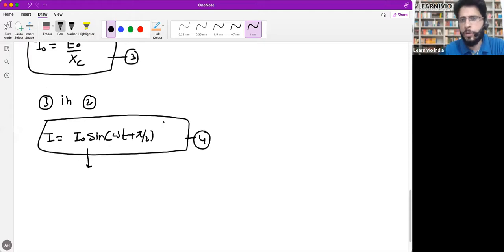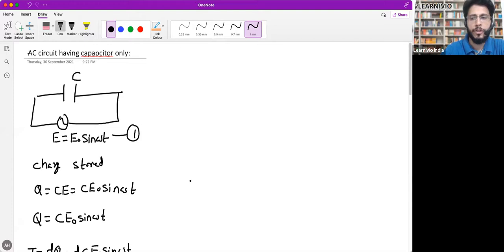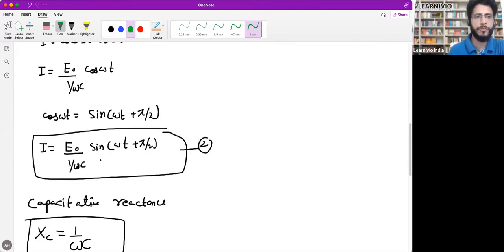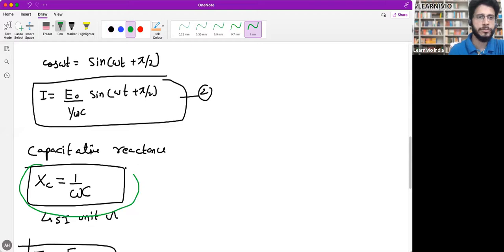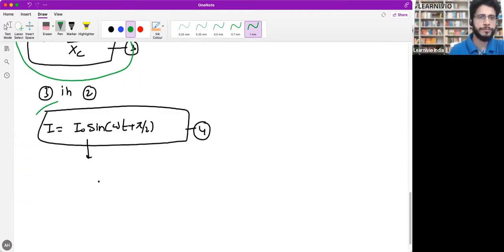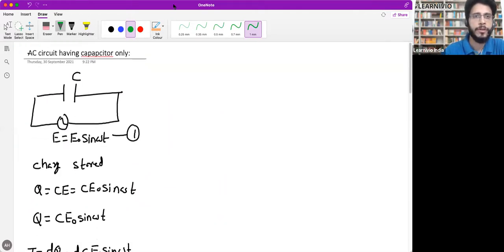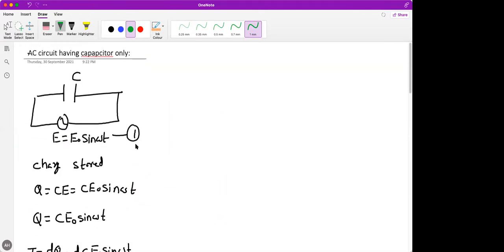Note it down. Then we will do the next thing: phase difference, phasor diagram, equations and everything. Just note it down. For numericals, you need to remember this relation and this equation. That's it. The rest is part of the derivation. Note it down and tell me once you have it.